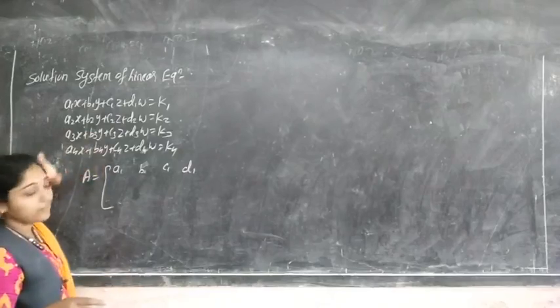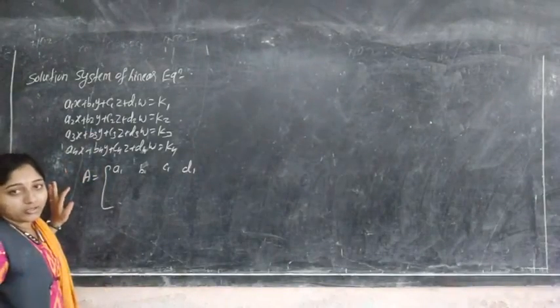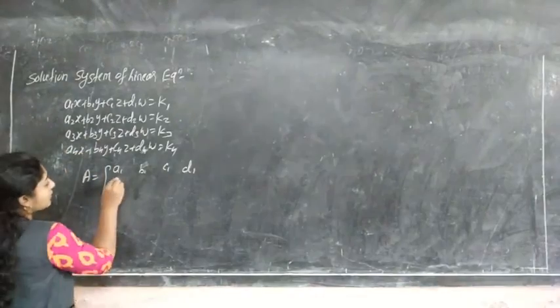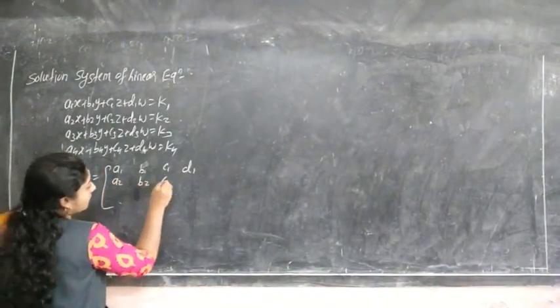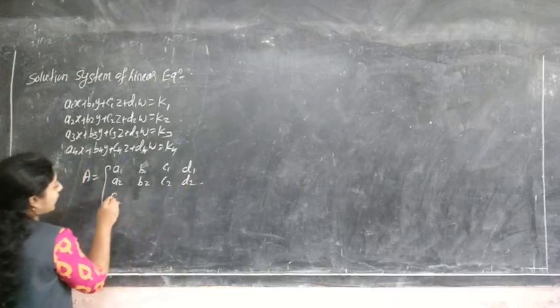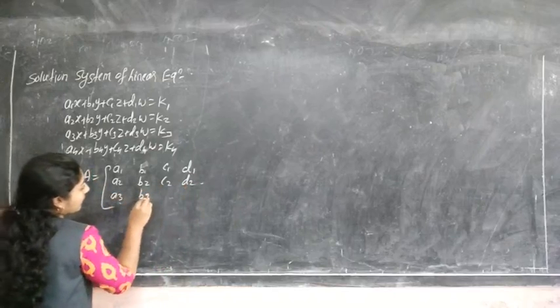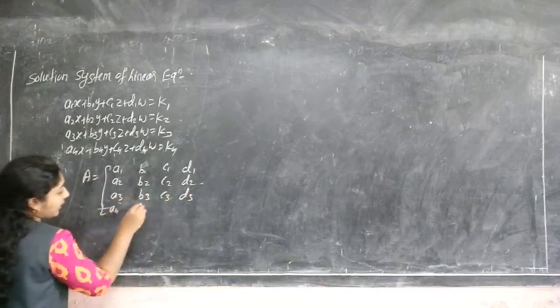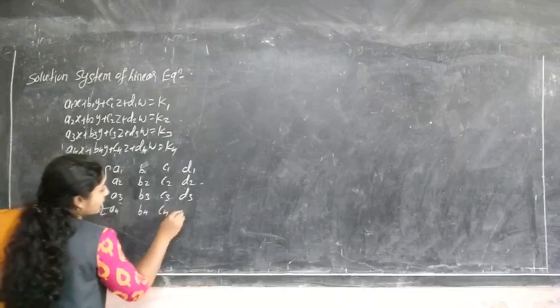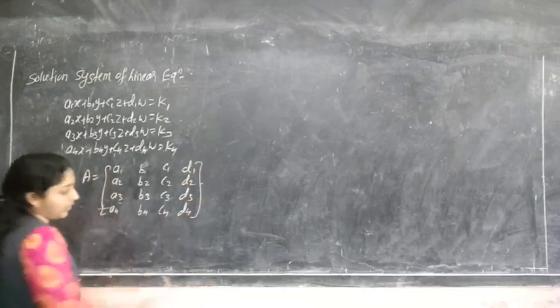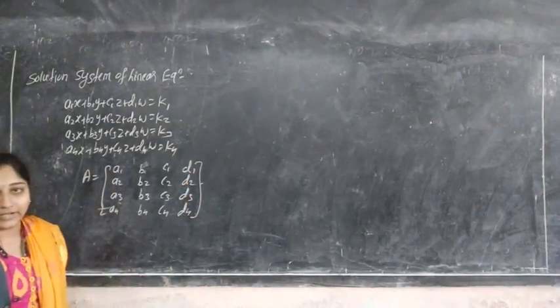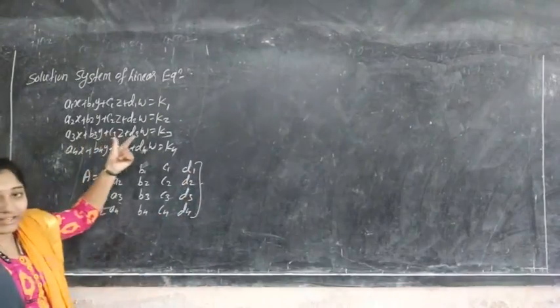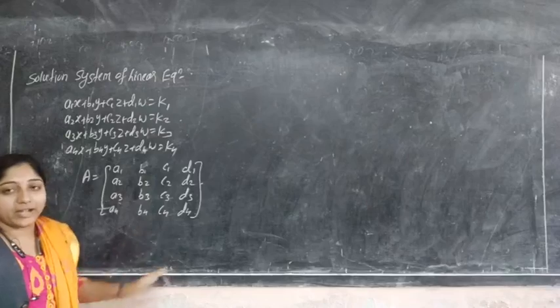Similarly, this a4, b4 up to d4, they are the coefficients. So write down the terms: a2, b2, c2, d2, a3, b3, c3 and d3. And the next one is a4, b4, c4, d4. So this is your matrix A. Consider the coefficients of x, y, z, w, that will give the matrix A.